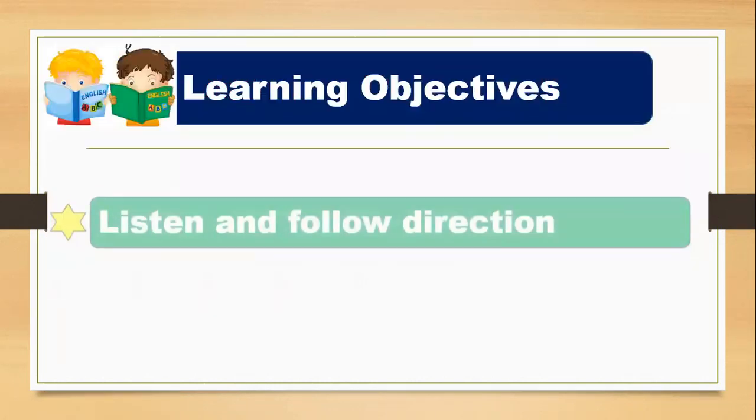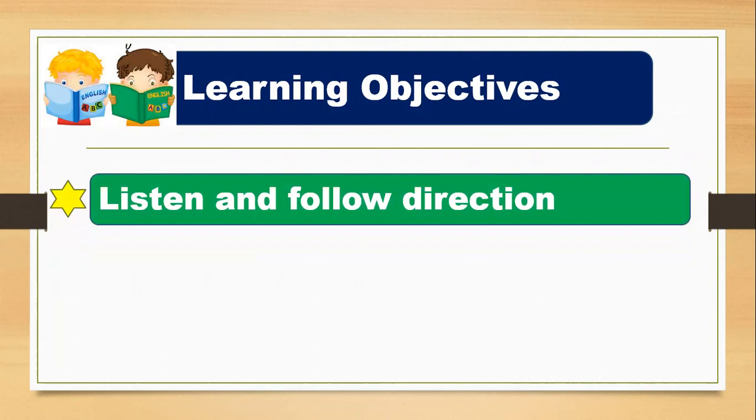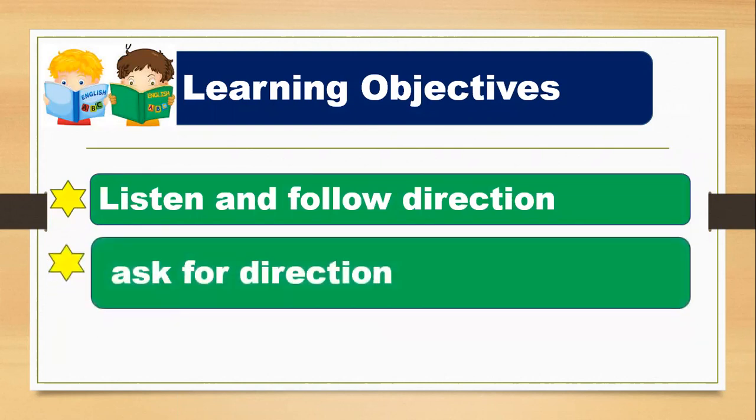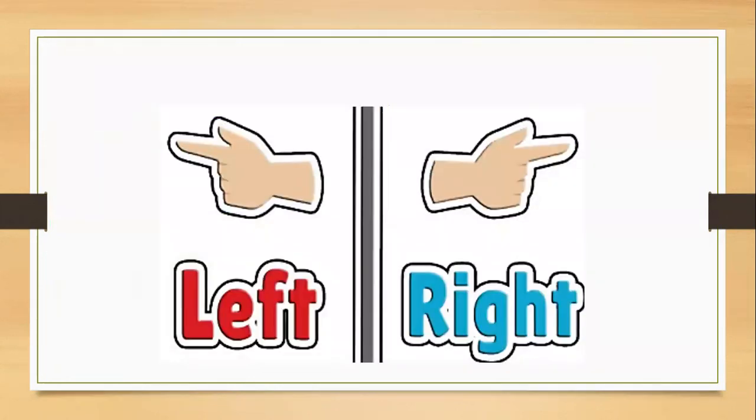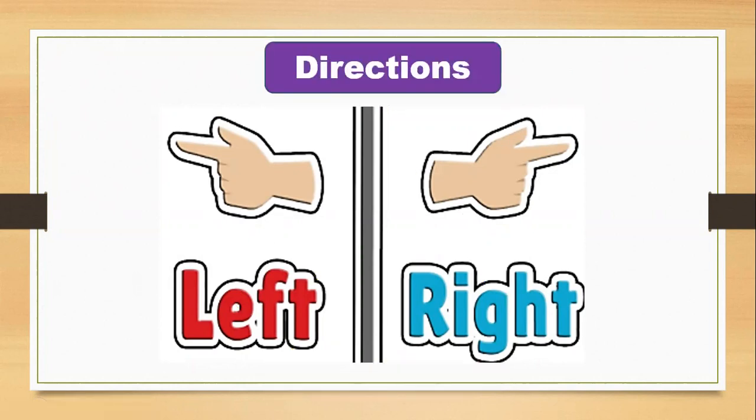Today we will learn how to find directions for different things and how to ask for direction. Now look at the two hands. The hands are pointing to the left and right. So this hand is pointing to the right side and this hand is pointing to the left side. Left, right. Okay, so this is the direction.